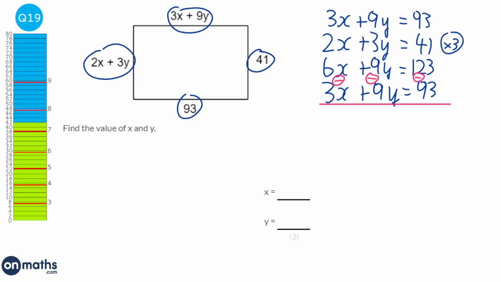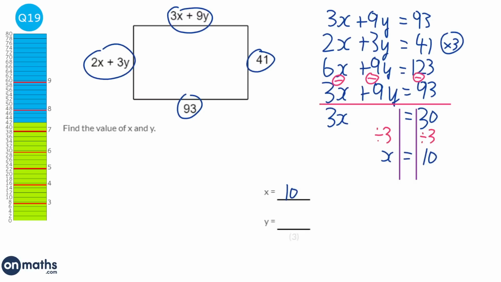So 6x take away 3x is 3x. 9y take away 9y is nothing, which is good. That's what we need. And then 123 take away 93 is 30. We're going to get our solving lines in, and we're just going to divide by 3 both sides. So we've got x equals 10. So we know what x is, but we need to find out what y is.